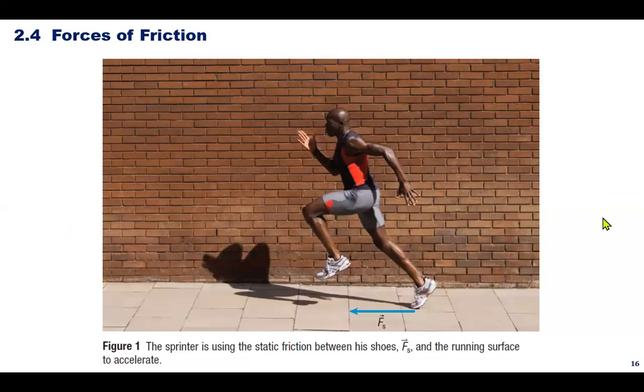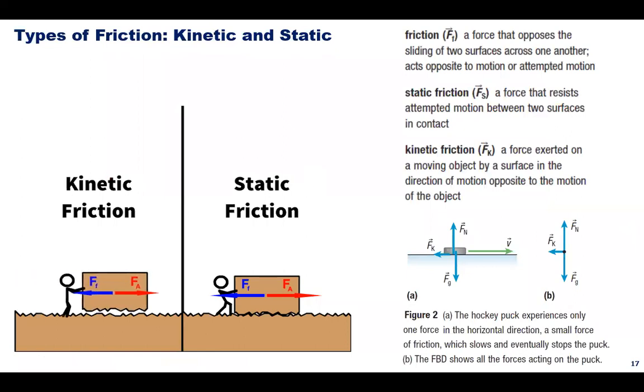So next, let's have a look at types of friction. There are two types of friction, which are kinetic and static. Here, figure 2a shows a hockey puck sliding across the ice. Although the surface is quite slippery, there is still a small amount of friction. Eventually, the force of friction stops the puck.